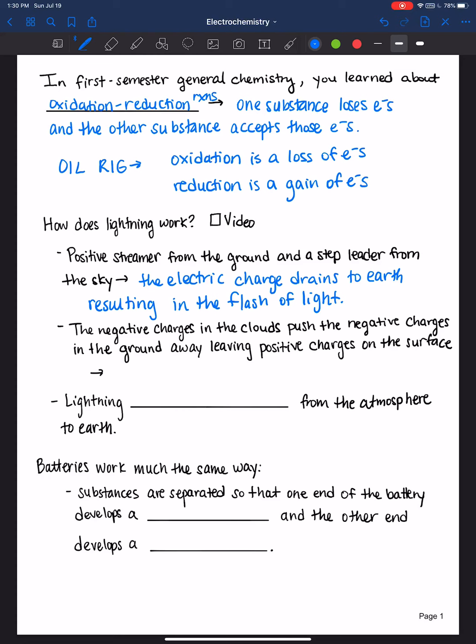And the negative charges in the clouds push the negative charges in the ground away, leaving those positive charges on the surface, those positive streamers. And so there's charging by induction, basically. And therefore, the lightning transfers electrons from the atmosphere to the earth.